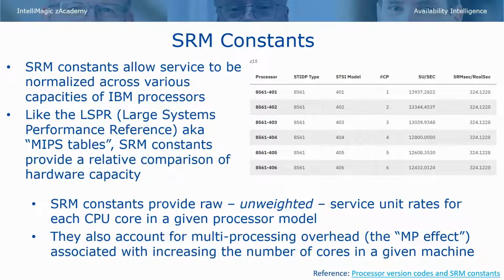It's really just a comparison of the relative speed of the core. It's quite literally, in this case, pretty much clock speed. Notice also the point at the bottom here that these are accounting for the MP effect. You can see the 401 all the way down versus the 406. Now, this is the same hardware: 1 core versus 6 cores. They're the same physical hardware, same cores running at the same clock speed, but you have a slightly lower service unit rate as you increase the number of cores on a machine. That's the MP effect, and that is accounted for here.